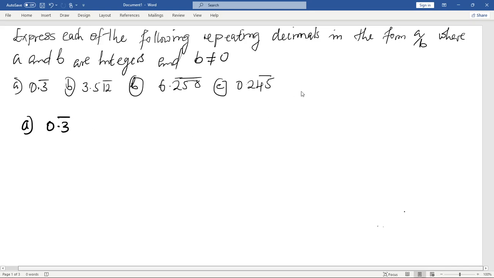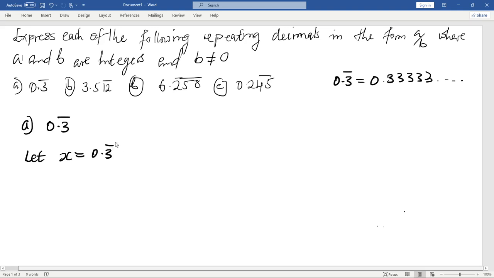When you see a number written like this, 0.3 bar on top, this simply means that the number after the decimal place, 3 here, is a repeating decimal. So this is the same as 0.33333 and so on and so forth. To express this in the form of a fraction, we're going to let x be equal to 0.3 bar.